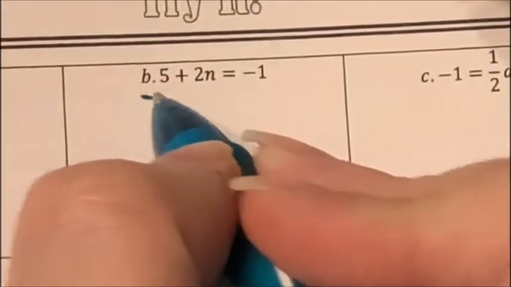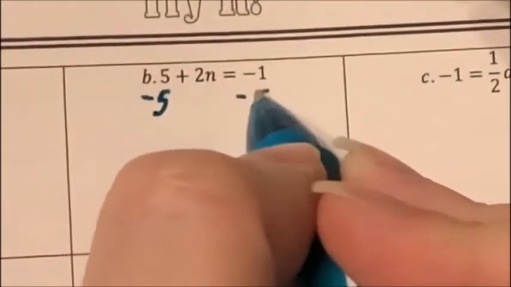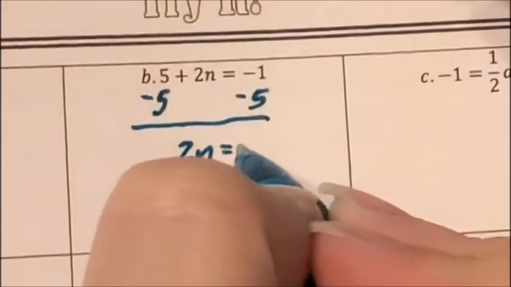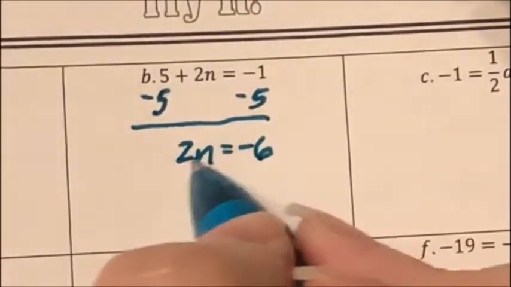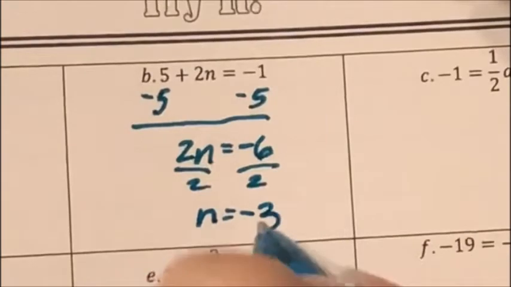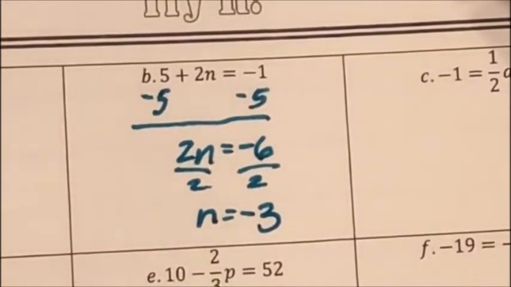All right, for letter B, 5 plus 2n equals negative 1. I want to subtract 5 from both sides. So I have 2n equals negative 6. Then I divide by 2, n equals negative 3.